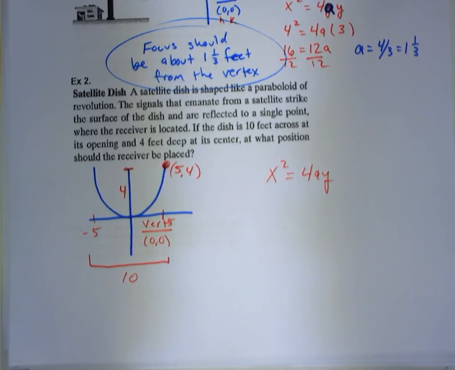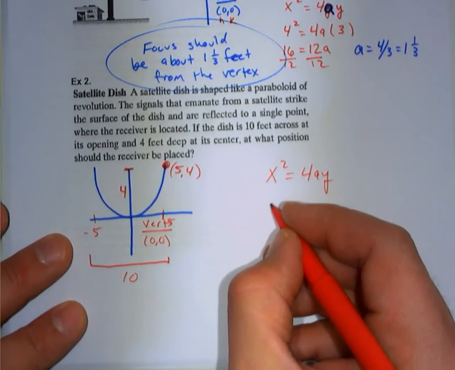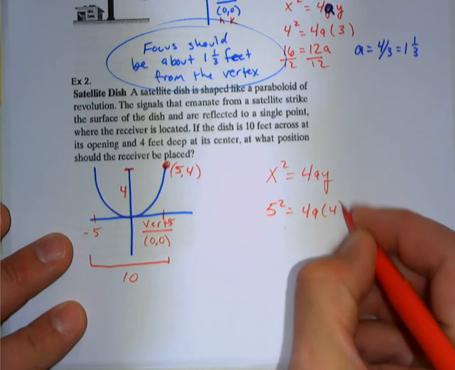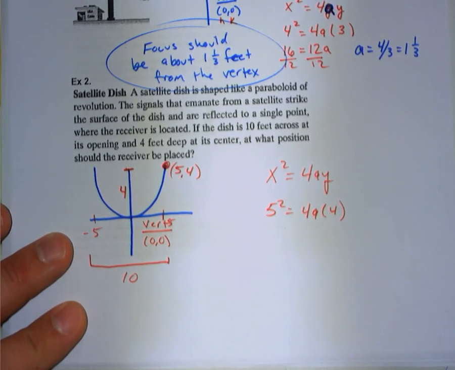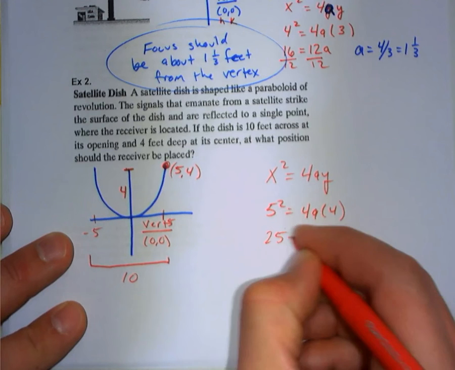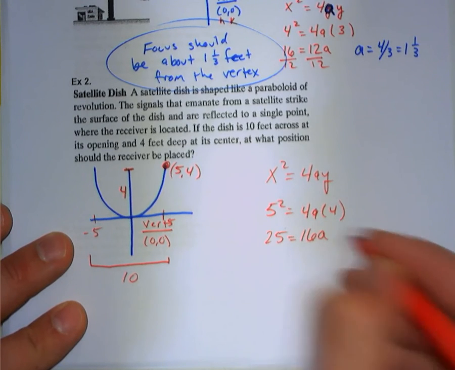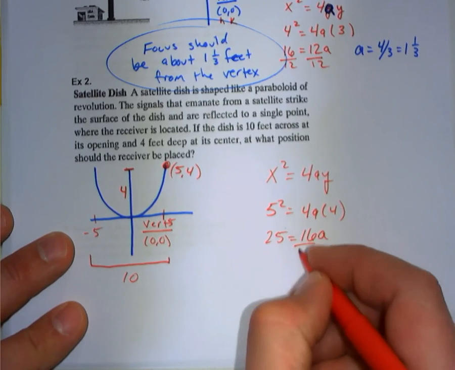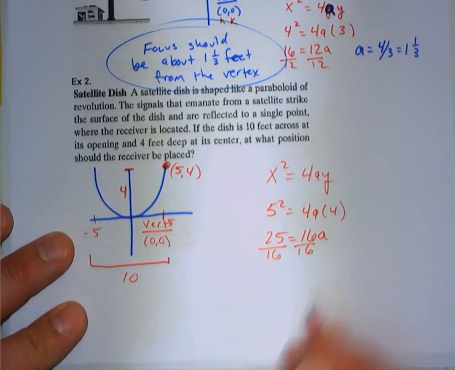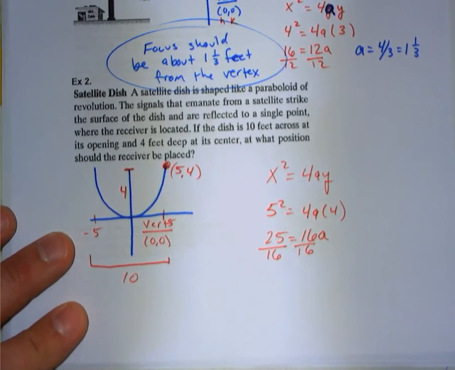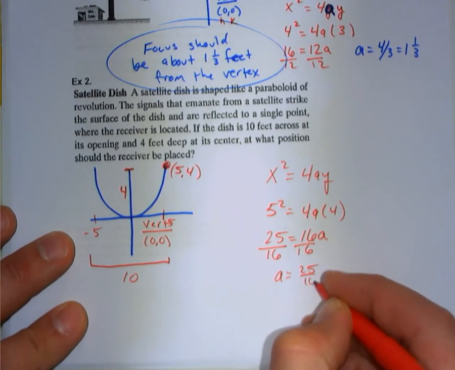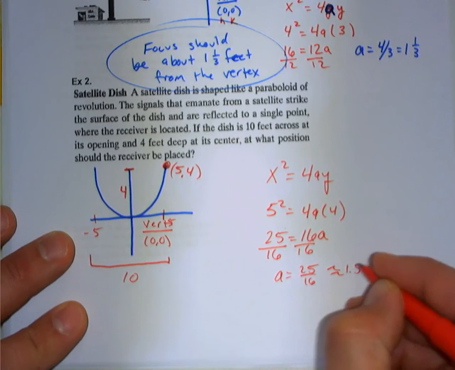And I would just pluggy chuggy, right? You plug that in. 5 is x. 4 for y. 5 squared we know is 25. 4 times 4 is 16 times a. And then we go ahead and divide. And what's 25 divided by 16? What is that? 1.56. 25 over 16 is about 1.56. You guys okay with that?